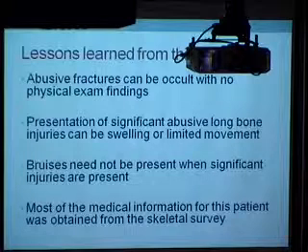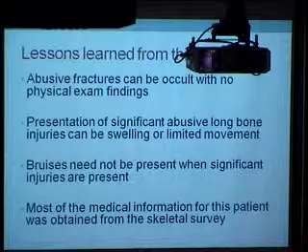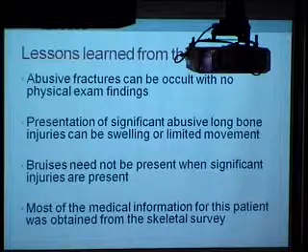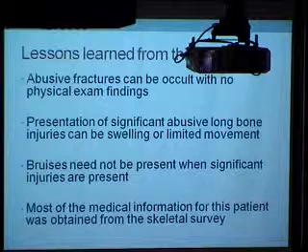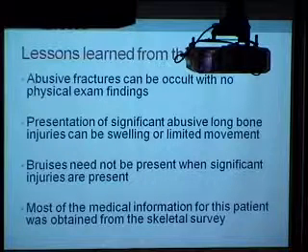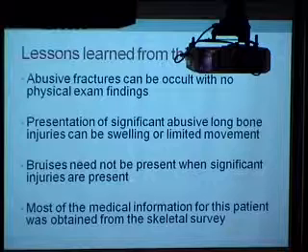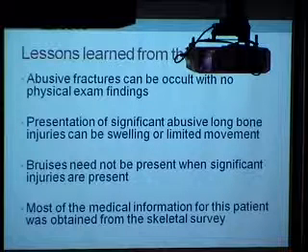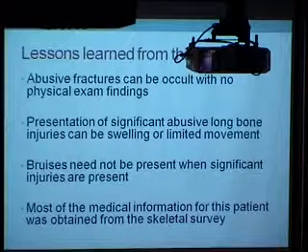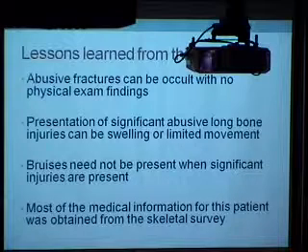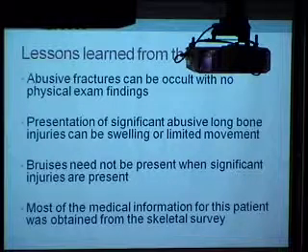So, lessons learned from this case. Abusive fractures can be occult with no physical findings. Presentation of significant abusive long bone injuries can be swelling or limited movement, and that's it. And bruises need not be present. And most of the medical information that we diagnosed in this patient was obtained from the skeletal survey.